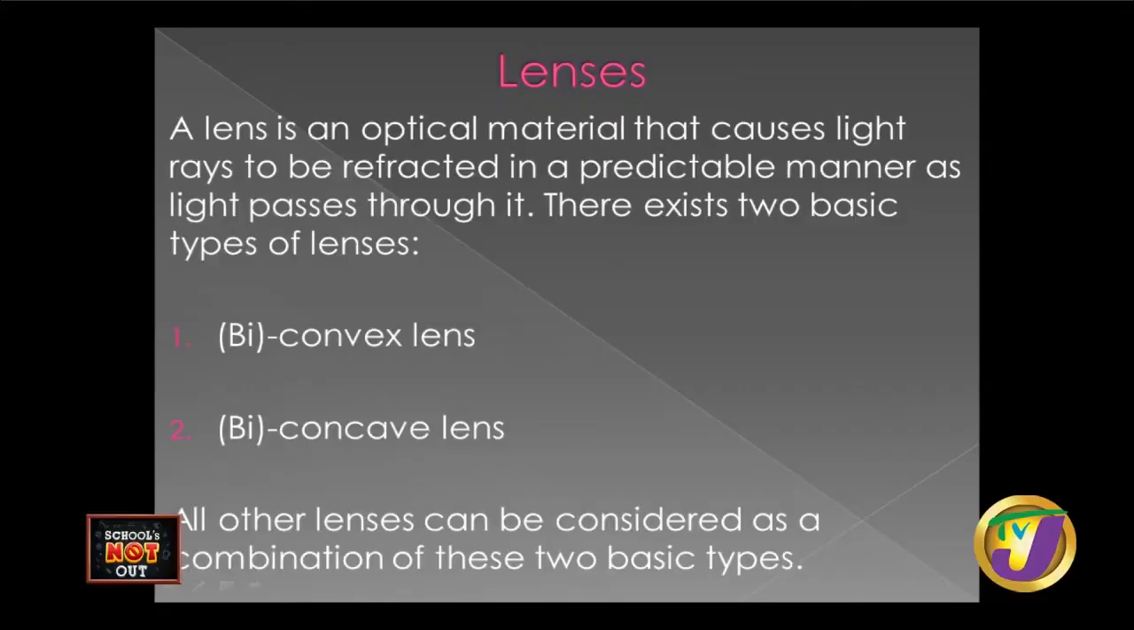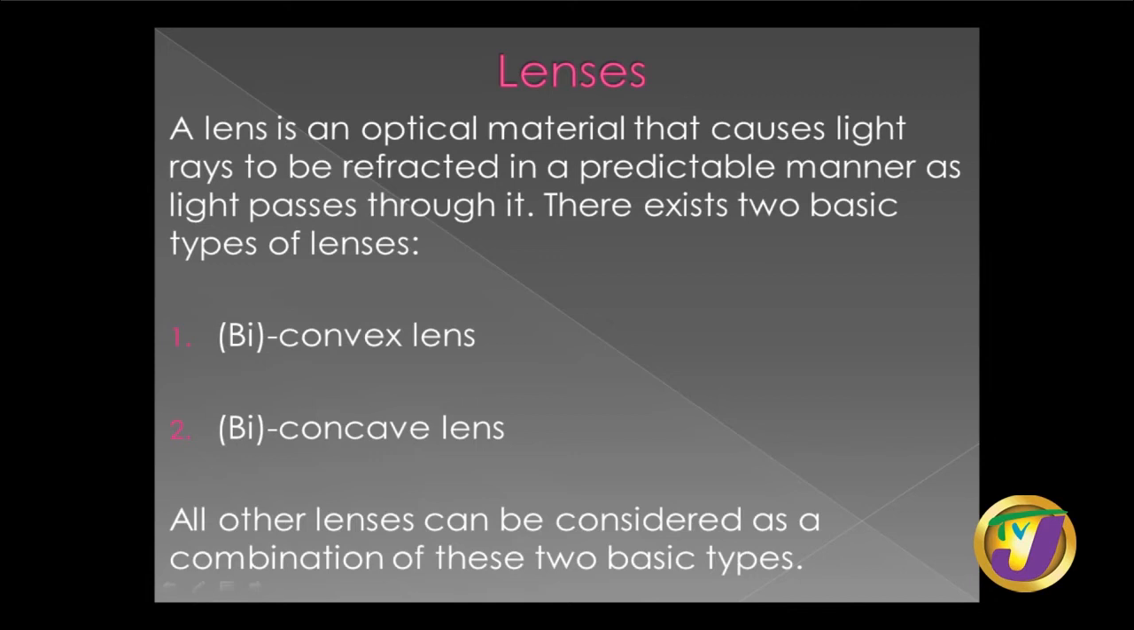Alright, now let us look at lenses. There's another way that lenses is stated in physics, but we're not going to look at that. We're going to look at the actual lens, and by lens we mean what light passes through to bring rays or light rays to focus. Now, a lens is an optical material that causes light rays to be refracted in a predictable manner as light passes through it. There exist two basic types of lenses. First, we have the biconvex lens, and then we have the biconcave lens. Now, all other lenses can be considered to be a combination of these two basic types.